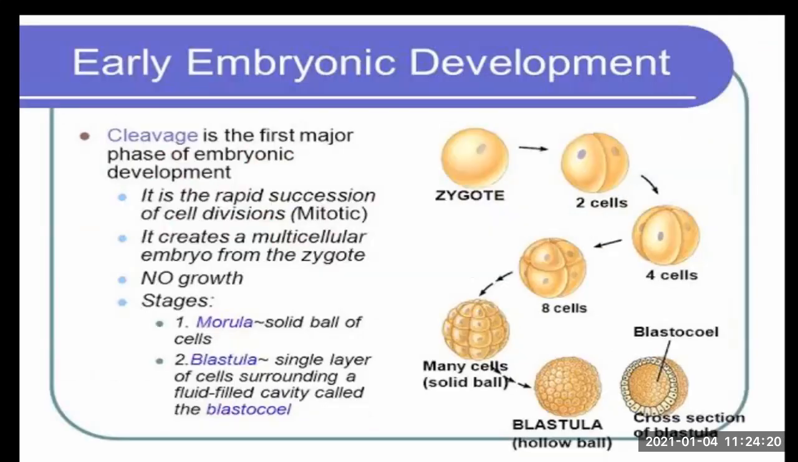Okay. We can see this. Cleavage is the first major phase of embryonic development. You have to remember this. It is a rapid succession of cell division, that is, it undergoes mitotic division. So it creates a multicellular embryo from the zygote. There is no growth, only the cells are increasing. The stages are like morula and blastula. A solid ball of cells is the morula, and the slightly more advanced stage is the blastula, a single layer of cells surrounding a fluid-filled cavity, which is called the blastocoel.